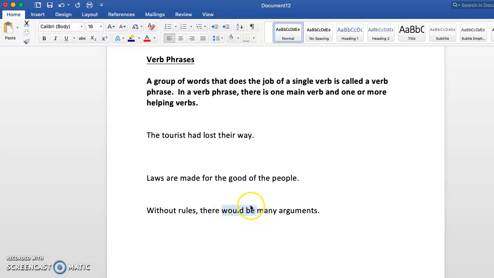The main verb is always the second word. The helping verb is usually the first, and sometimes the second. There can be two, maybe even three helping verbs, but the last word is always the main verb.